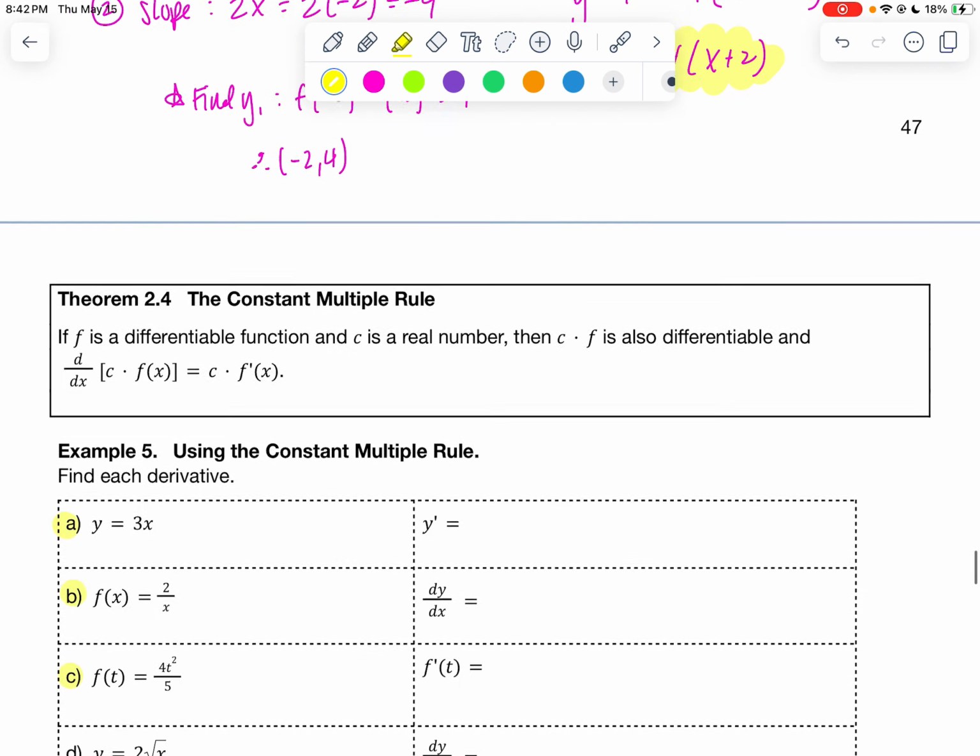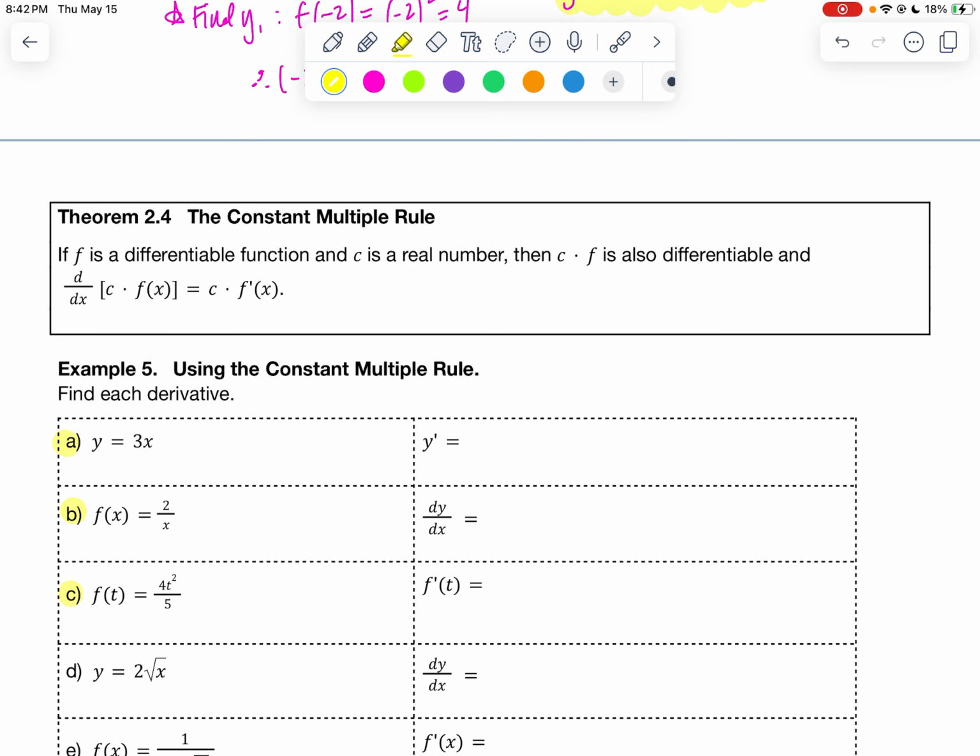All right, let's talk about what's called the constant multiple rule. If f is differentiable, meaning the process of finding a derivative is possible, and c is a real number, then c times f is also differentiable. So we are going to see that if we take the derivative of c times f of x, it becomes c times f prime of x. All that's really saying is that a constant is multiplied by the derivative.